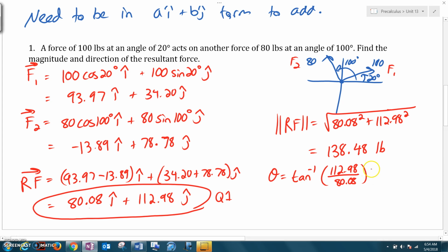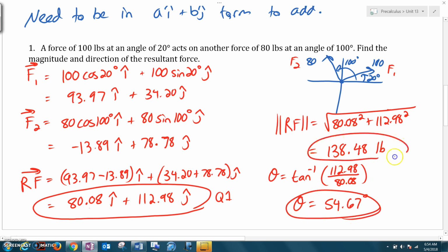We're just combining everything we've done. So the angle that this is at is 54.67 degrees. So again, let's really quickly walk through what we did.